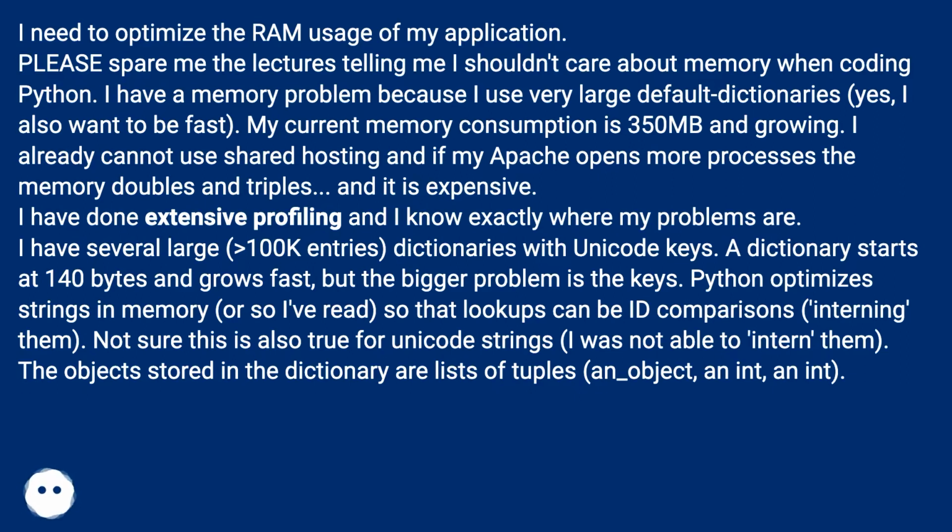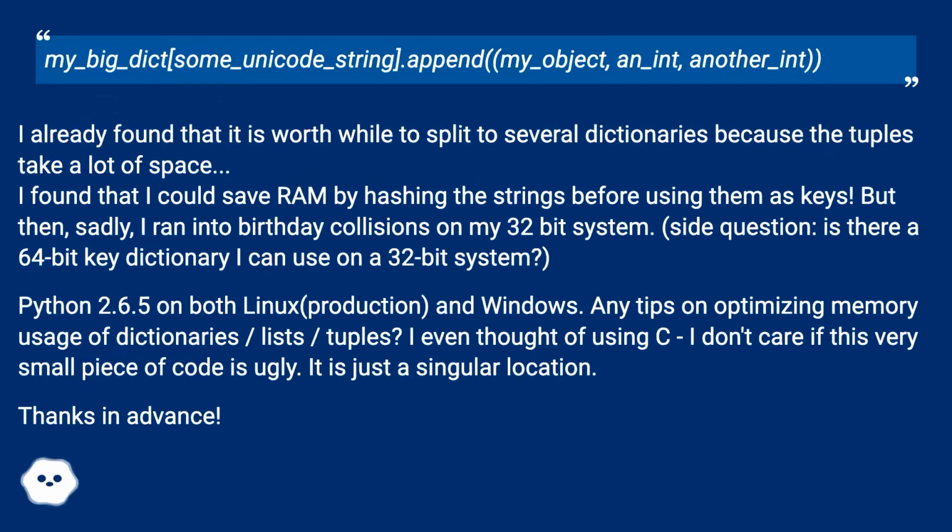The objects stored in the dictionary are lists of tuples: my_object, an int, an int. my_big_dict[some_unicode_string].append((my_object, an_int, another_int)). I already found that it is worthwhile to split to several dictionaries because the tuples take a lot of space. I found that I could save RAM by hashing the strings before using them as keys. But then, sadly, I ran into birthday collisions on my 32-bit system.